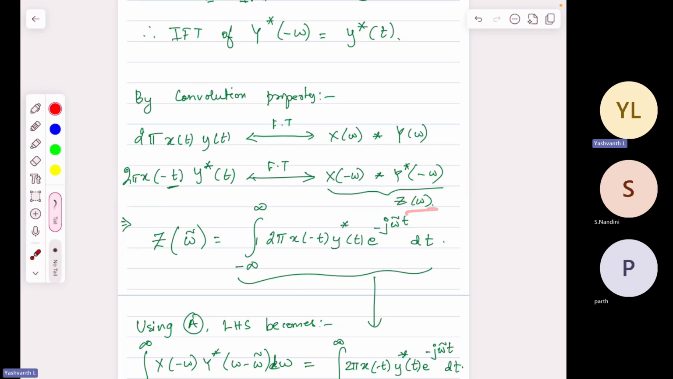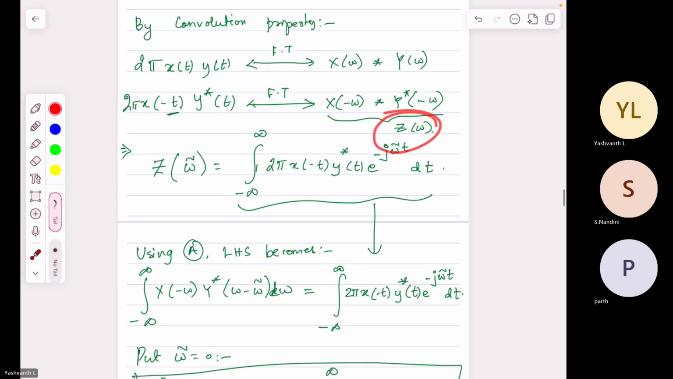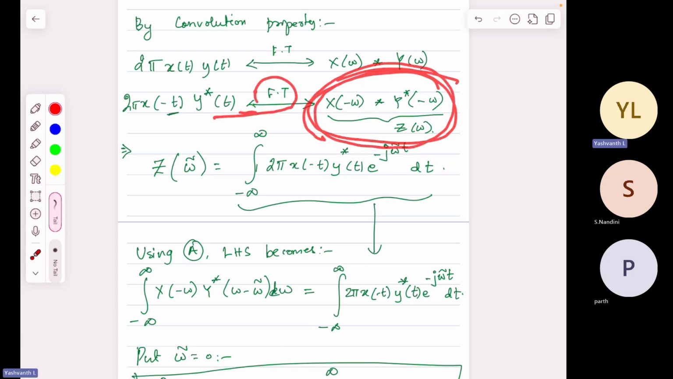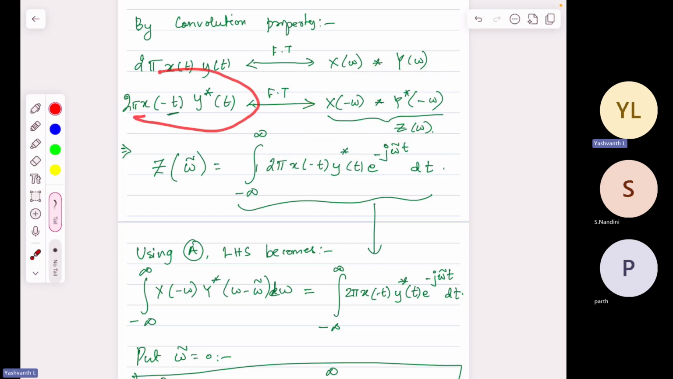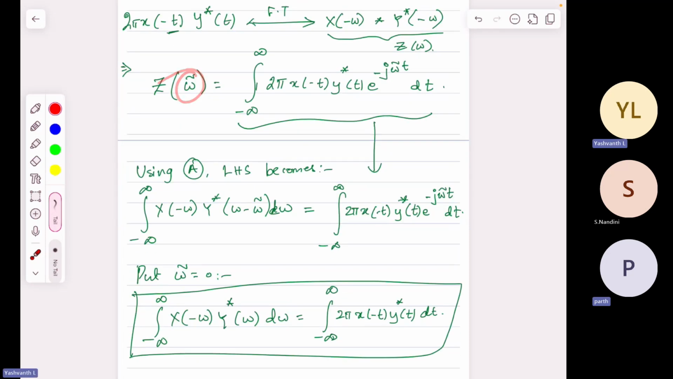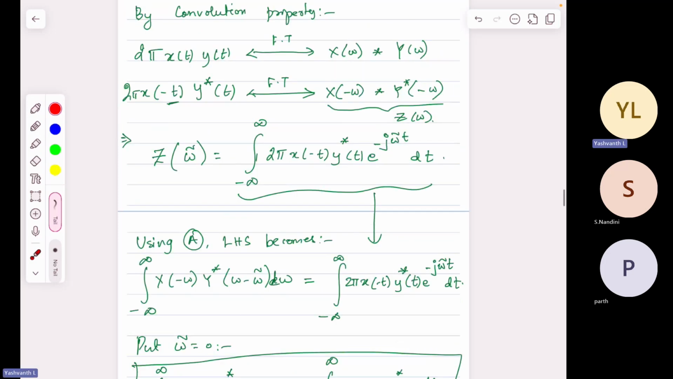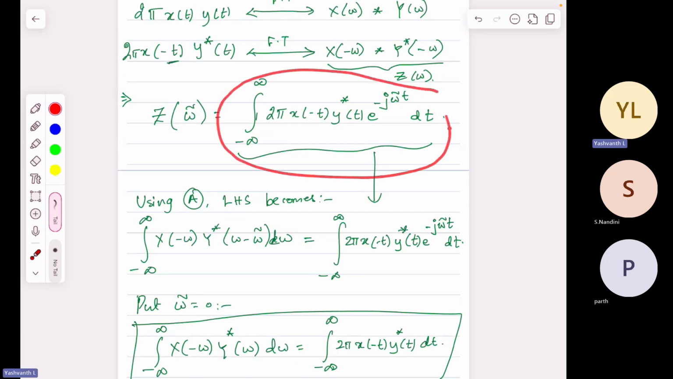But this is not what I want. I want to evaluate this convolved expression at 0, basically the argument omega equal to 0, that is Z of omega. So first of all, I write down the expression for this Z of omega using the definition of Fourier transform: 2 pi into x of minus t into y conjugate of t e to the power minus j omega tilde t dt is Z of omega tilde. Is this clear till now? Yes, sir. Now all you need to do is put omega tilde equal to 0. This is basically the definition of Fourier transform.